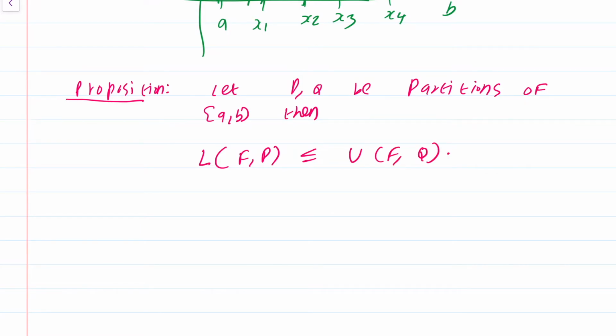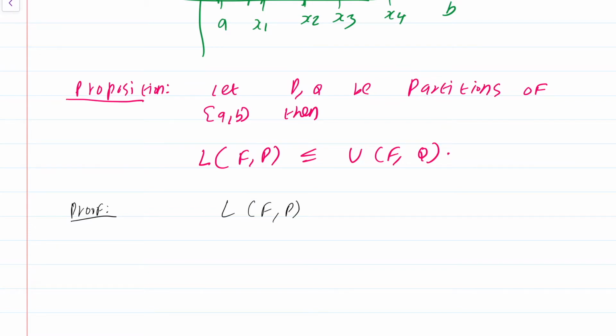No matter what partitions you take, the lower sum with any partition will always be less than or equal to the upper sum with any other partition. It doesn't really matter. Proof. Now, this should be obvious to you.